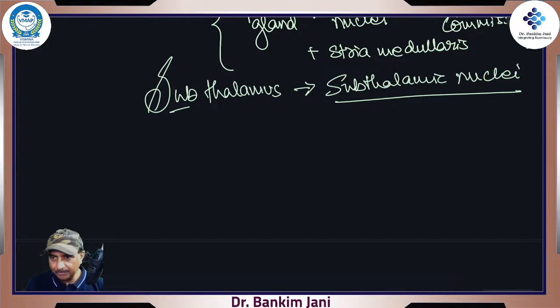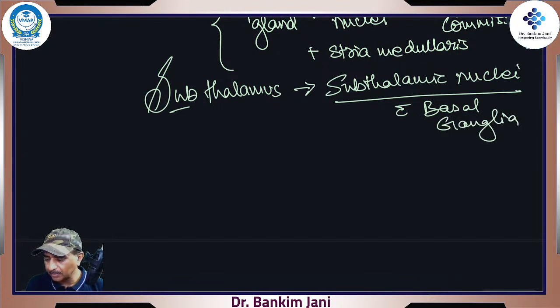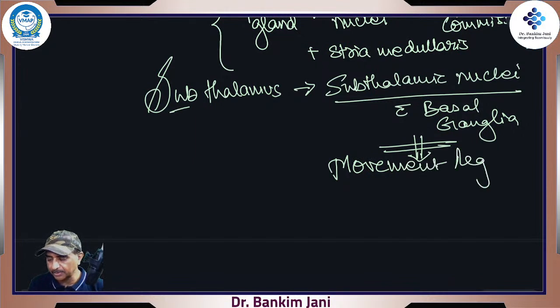But today, when it works with basal ganglia, what will it do? Movement regulation. It will lead to movement regulation, fine controlled movement, all those things. All those things are with respect to this basal ganglia. So when we'll be discussing basal ganglia, at that point, once again, we'll come back to this subthalamic nuclei.